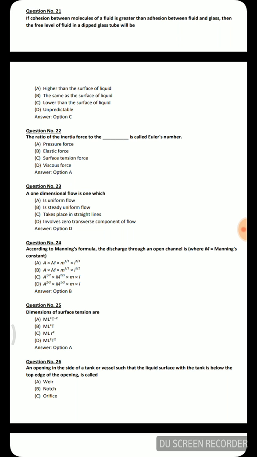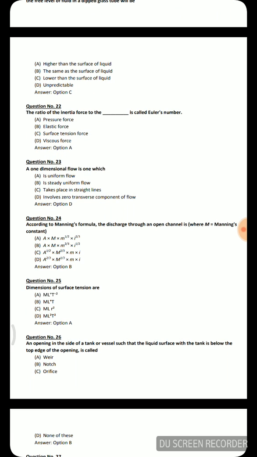Next question, an opening in the side of a tank or vessel such that the liquid surface in the tank is below the top edge of the opening is called weir, notch, orifice, none of these. So correct answer is notch, because notch is used in tanks. Weir is not used in tanks or vessels. So correct answer is option B.